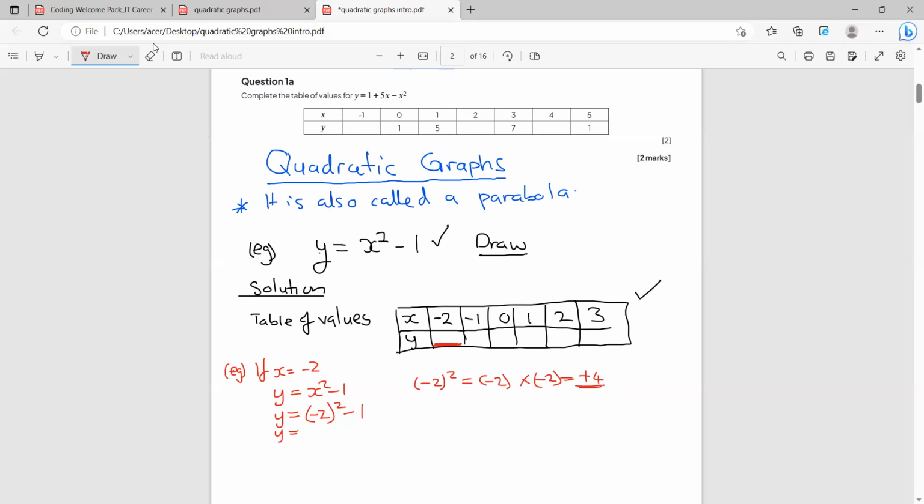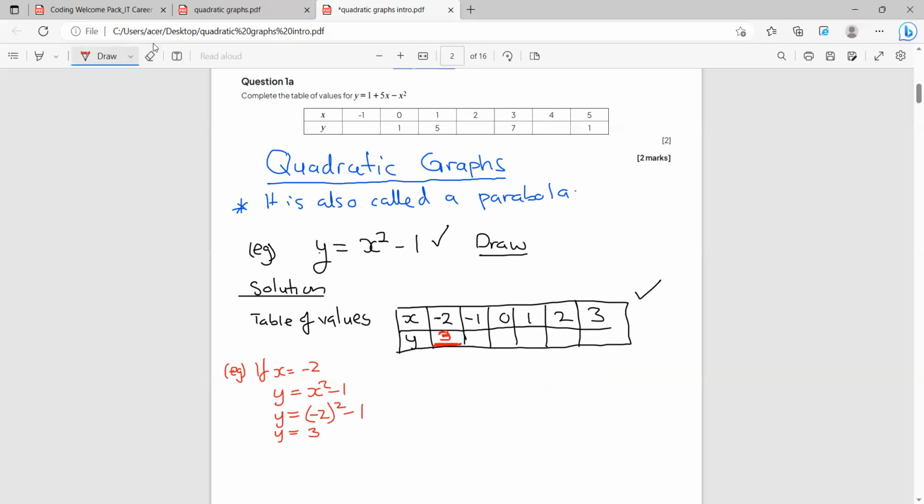If you punch this in the calculator, you're going to get 4 minus 1, and your final answer will be 3. Are we together? Yes, sir. And then you move on to your table and you write if x is -2, y is 3, like that. Are we together? Yes, sir. If I'm moving too fast, just let me know and I'll slow down.